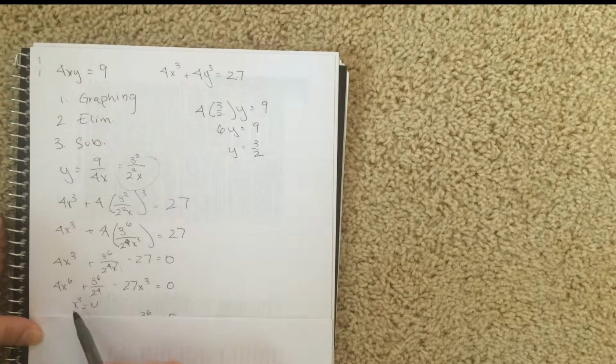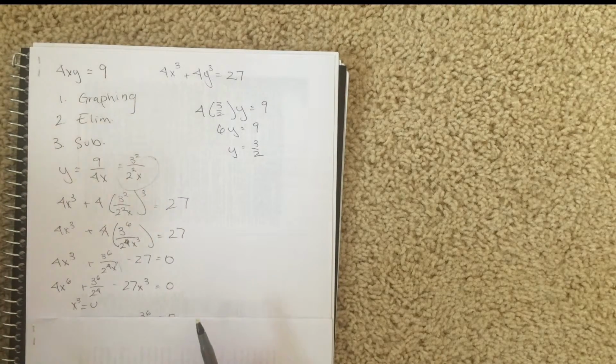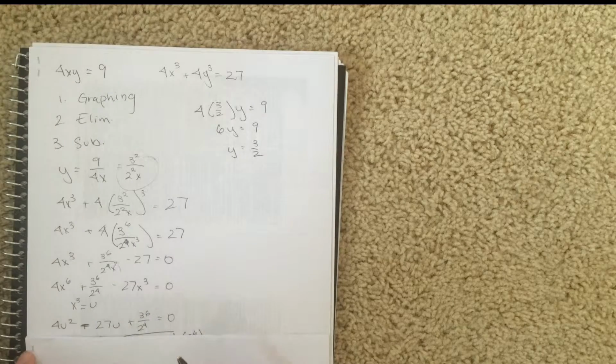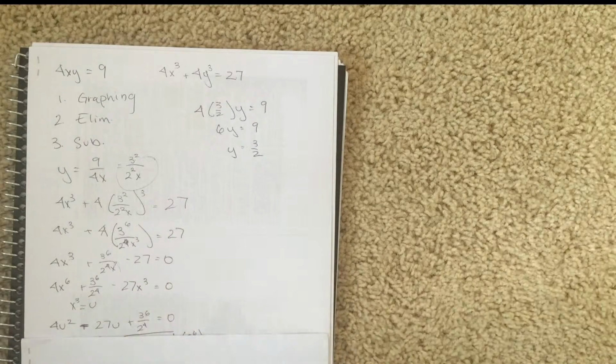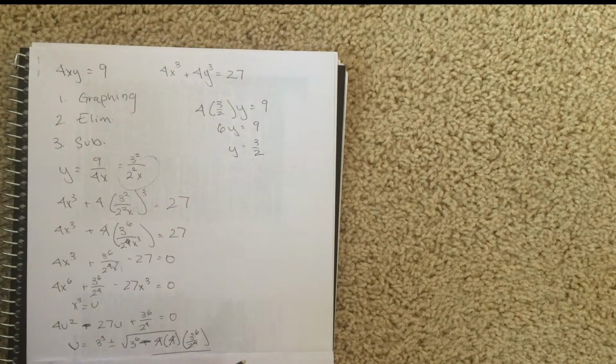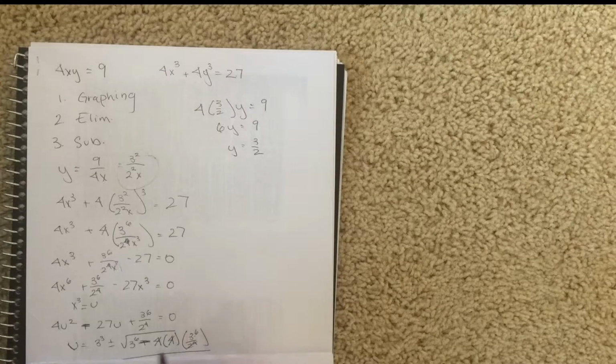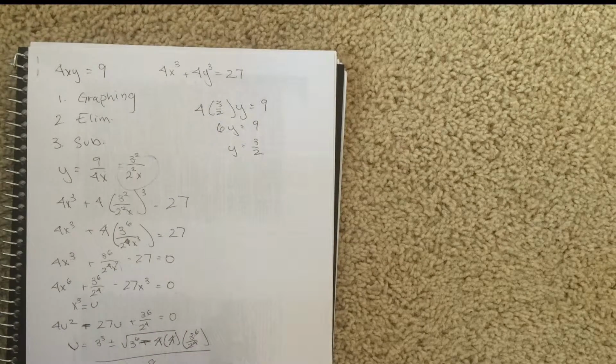Then I'm going to set x cubed equal to u, so it's easier for me to factor. So then I'm left with 4u squared minus 27u plus 3 to the 6th over 2 to the 4th equals 0. There's not an obvious way to factor this, so I'm going to go back to the good old quadratic formula. When you plug everything into the formula, the entire square root ends up equaling 0. It's really nice. Which leaves you with 3 cubed over 8.